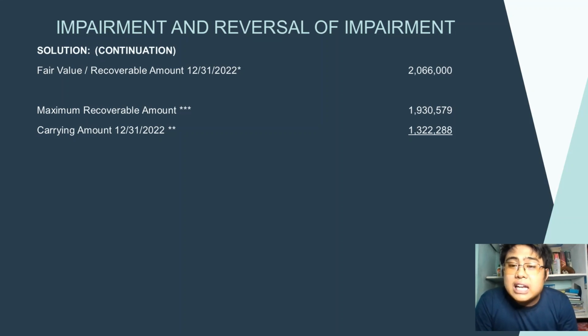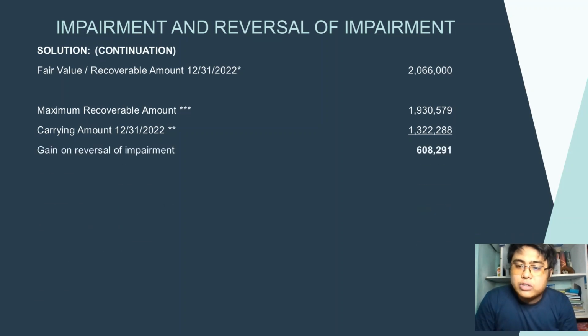Kasi kung ang lumabas dyan, let us assume ang lumabas dyan sa fair value mo is 1.8 million, kung mas mababa sa 1,930, 1.8 ang gagamitin mong pang-compare sa carrying amount na 1,322. But unfortunately, dahil mas mataas, we need to stick with the limit. Kaya nga tinawag na limit eh. Yun yung maximum na pwede mo lang i-recognize. And therefore, your gain on reversal is the difference between the limit and the carrying amount, which is 608,291. So this would be the answer for number 2, 608,291.